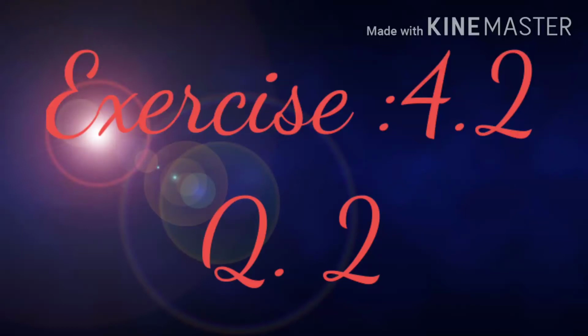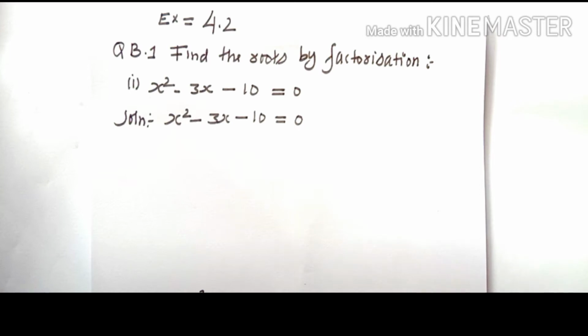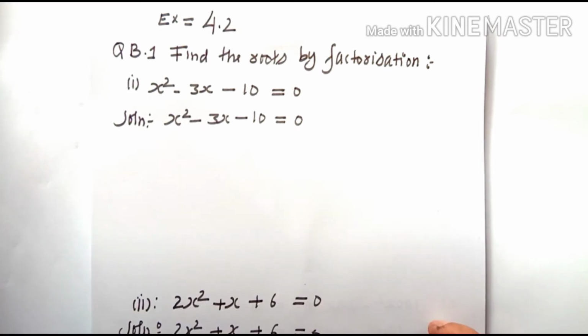Chapter 4, Exercise 4.2, question number B, sub-question number 1. Find the roots of the quadratic equation by using the factorization method. The method given here, the factorization method, is also known as splitting the middle term. I hope you remember it, because we have done it in class 9 and 8 also.